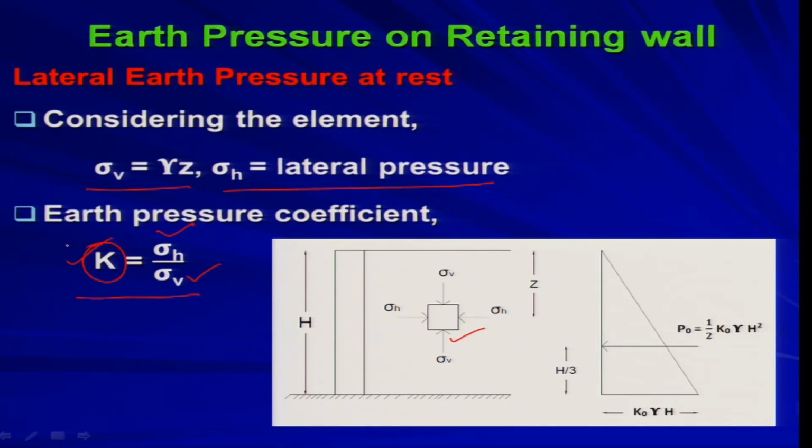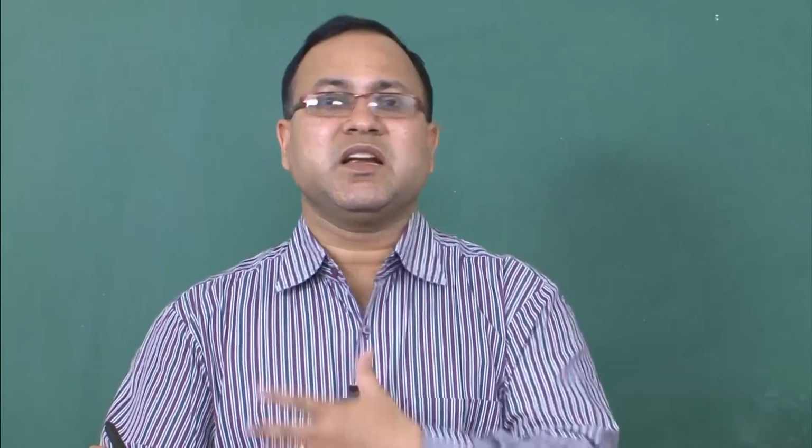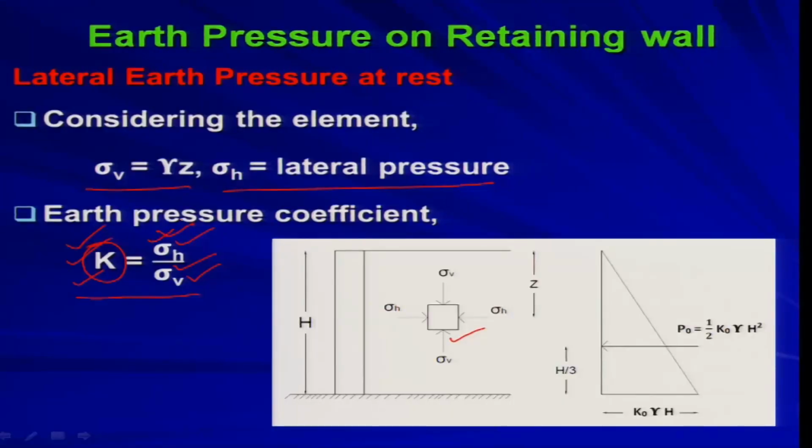Once you know this earth pressure coefficient, and if you know sigma v, because obviously at some depth you are considering, sigma v is known to you, you can find out sigma h, that is nothing but your lateral earth pressure at different conditions. If you use the earth pressure coefficient at rest condition, you will get earth pressure at rest condition. If you use the coefficient at active condition, you will get earth pressure at active condition. In that way you can find out sigma h.